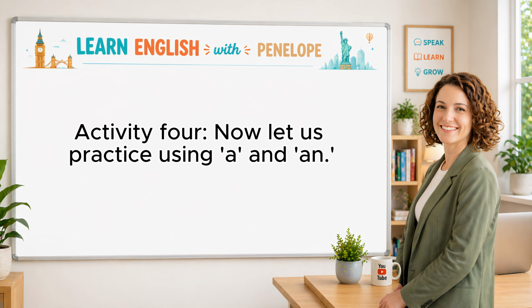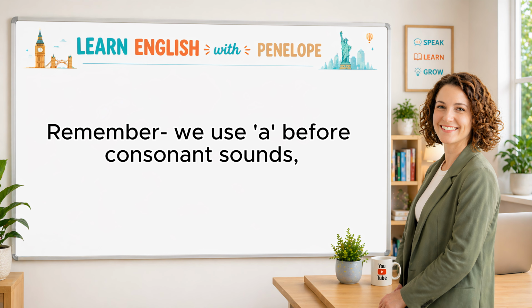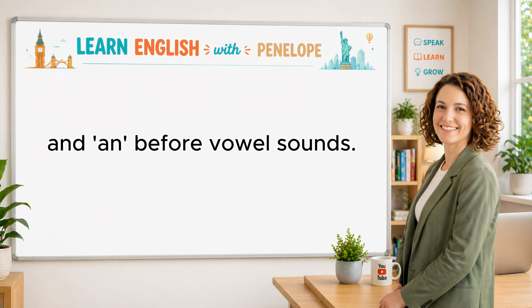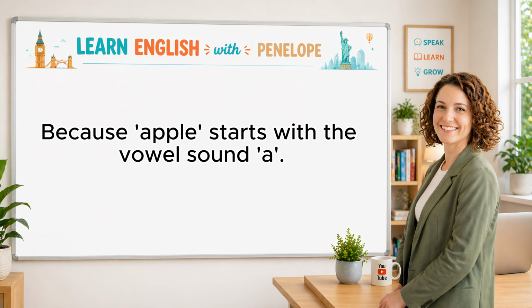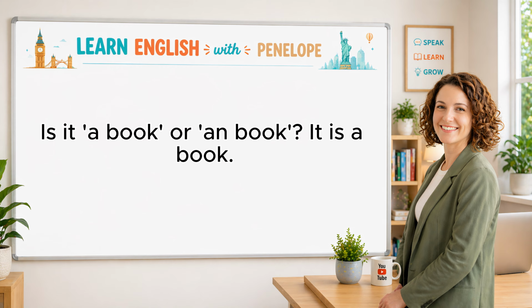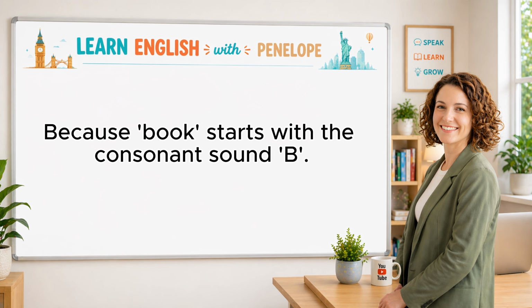Activity 4. Now let us practice using a and an. Remember, we use a before consonant sounds and an before vowel sounds. Listen, is it a apple or an apple? It is an apple, because apple starts with the vowel sound a. Is it a book or an book? It is a book, because book starts with the consonant sound b.